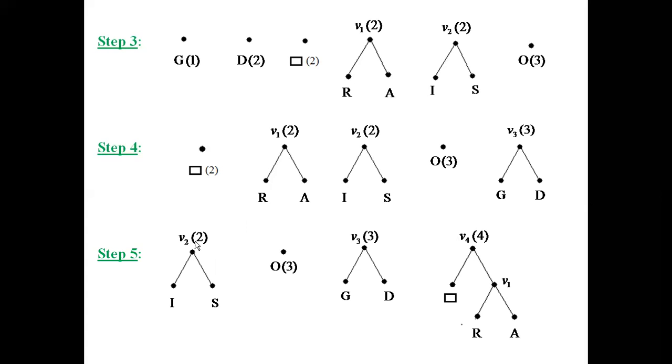Now again the minimum of the two weights is V2 and O. V2 and O have weights 2 and 3. Adding them together, the new weight is 5. We have to place that new vertex V5 with the weight 5 at the end, because it has the highest weight compared to all others. So we place it at the end.